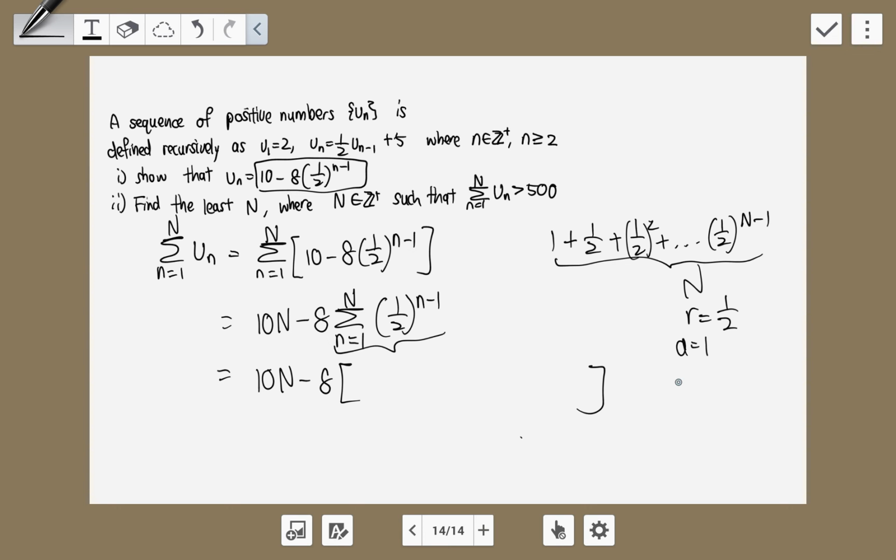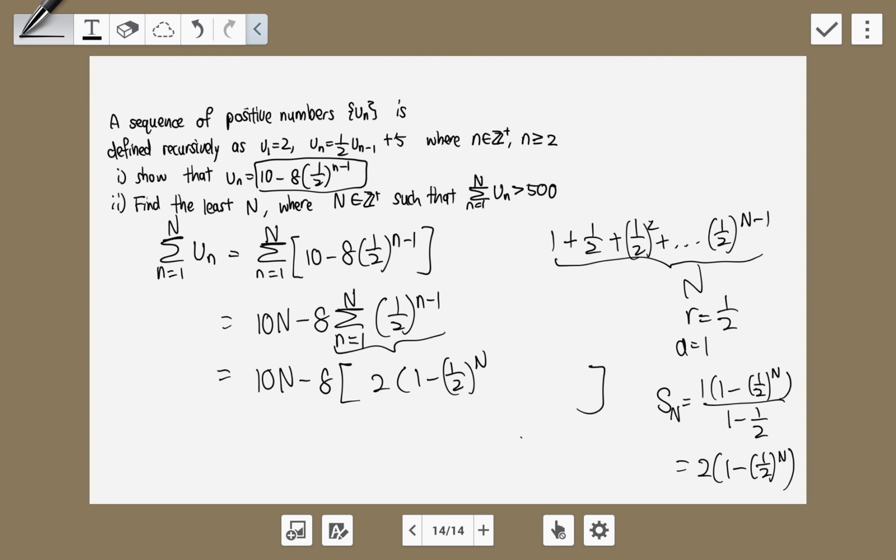So I can use the sum to n terms formula again. I use Sn equals a times 1 minus r to the number of terms, over 1 minus half. So then I will get what? 1 minus half is half. 1 divided by half is 2. 2 times 1 minus half to the power of n. So then I will substitute this back into here, because what I'm trying to find is this, and this is equal to this. So then this is 1 minus half to the power of n.